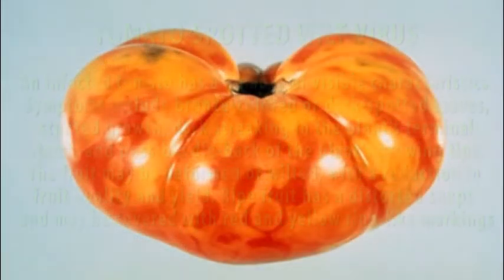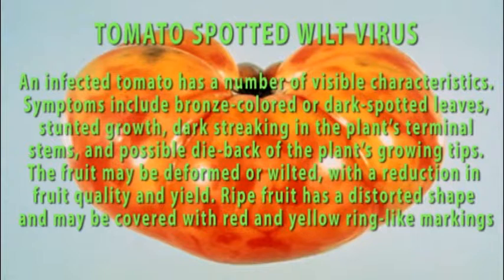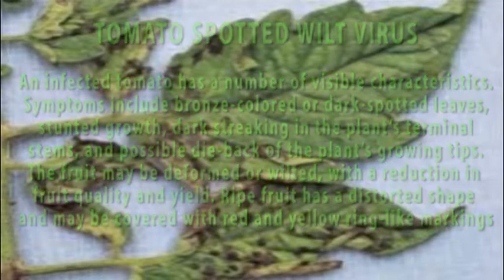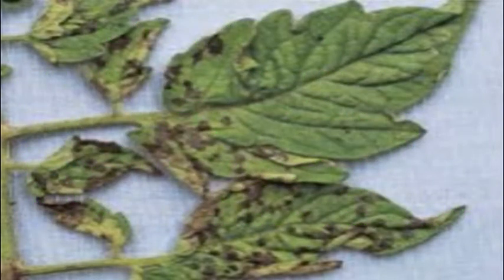Tomato spotted wilt virus. An infected tomato has a number of visible characteristics. Symptoms include bronze-colored or dark spotted leaves, stunted growth, dark streaking in the plant's terminal stems, and possible dieback of the plant's growing tips. The fruit may be deformed or wilted, with a reduction in fruit quality and yield. Ripe fruit has a distorted shape and may be covered with red and yellow ring-like markings.